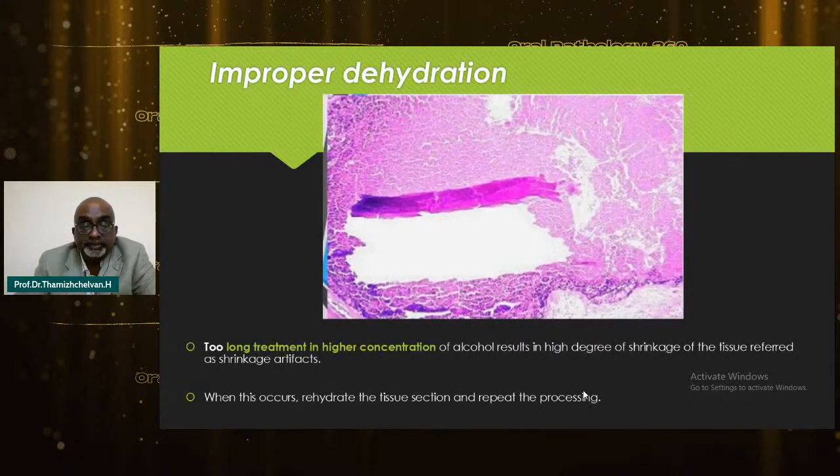So what happens here? Improper dehydration, that is too long treatment in a high concentration of alcohol, can cause a high degree of shrinkage of tissue, referred to as shrinkage artifact. When this occurs, how do I go about it? Rehydrate the tissue section and repeat the processing.